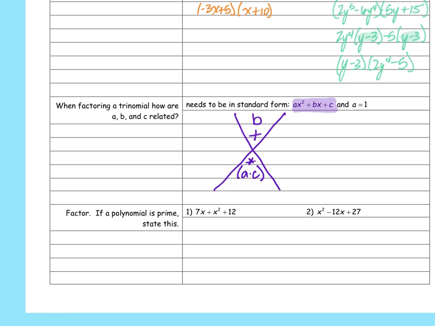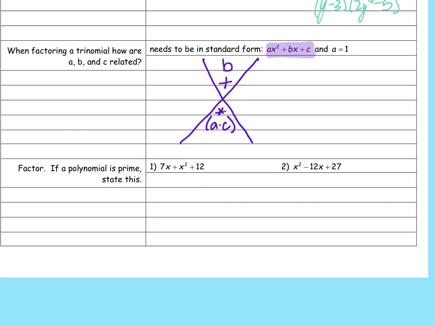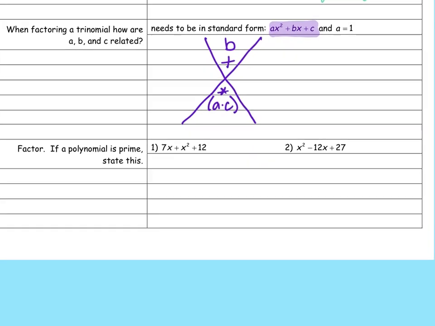So when we get to that point, we're going to use the a times c, and that will be a little bit later in today's lesson. And I think you guys mostly know how to factor, but we're going to go over it just in case some people still struggle with it.